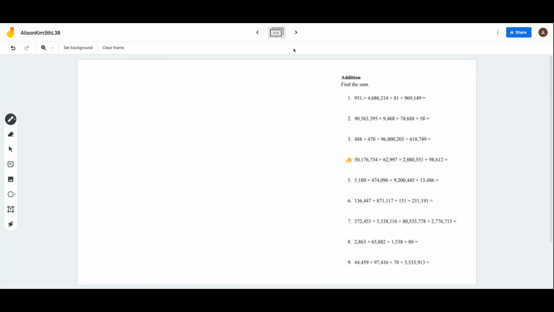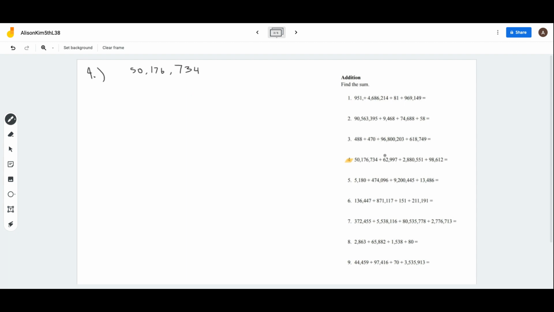Next, we're moving on to addition. So we're basically adding all these numbers together. And since it's easy, we're just going to do one question together, which is number 4. Number 4 consists of very large numbers, but they're not in greatest to least order, so I'm going to write it out from greatest to least order. So I'm going to write 50,176,734. That's going to be our greatest number.